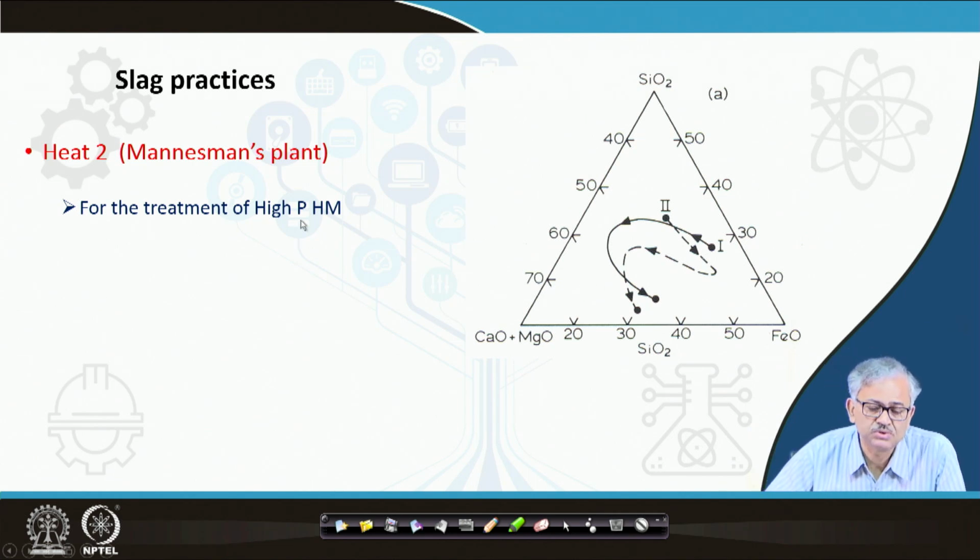So, in this case, when the phosphorus is very high, you have to be very economical in consuming the carbon from the beginning of the heat. You can find now, I will follow this type of slag evolution. This is the slag evolution.